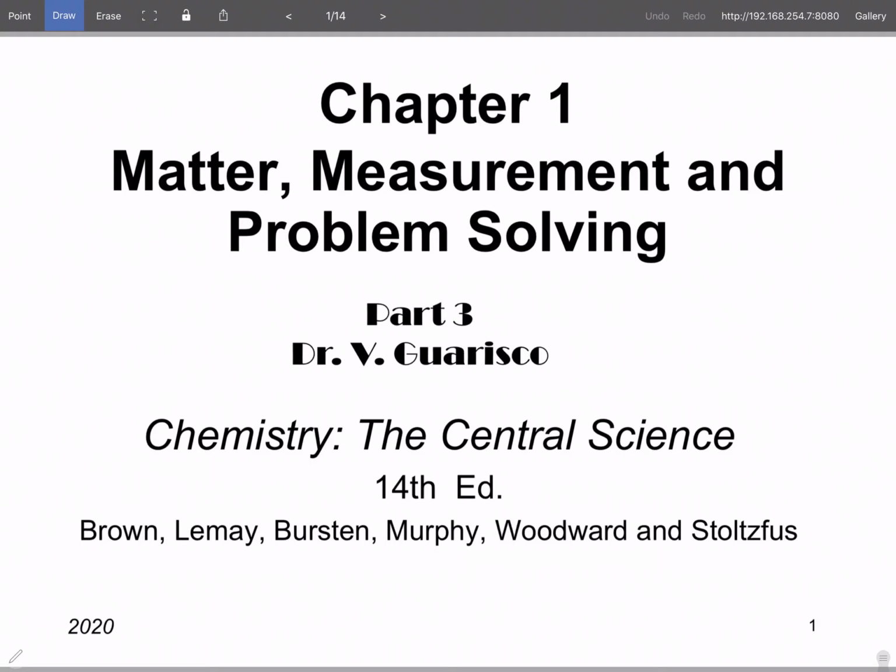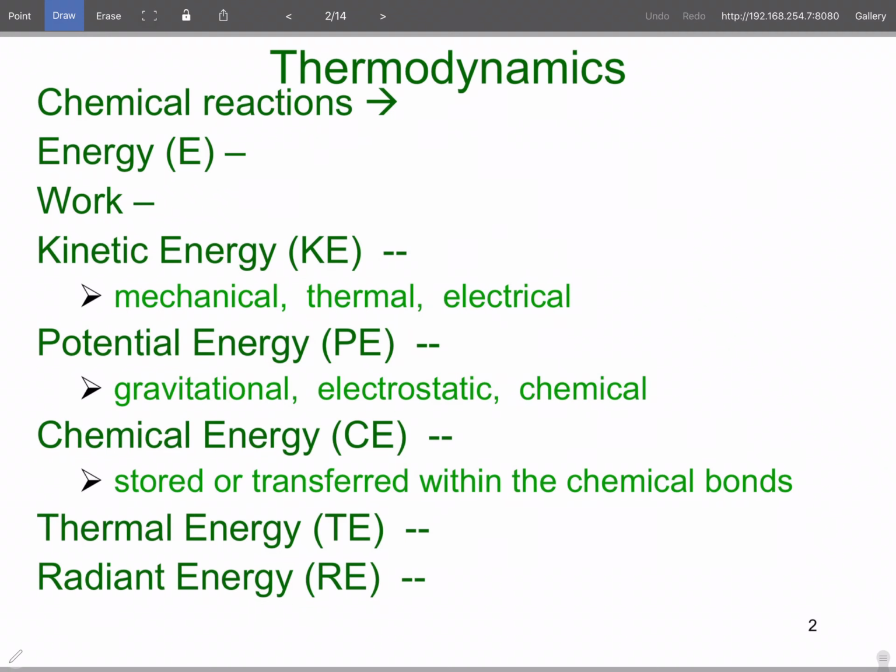Matter, measurement, and problem solving, but we're going to start part 3. In the previous ones, we've done properties, identified substances, matter, and we're going to now get into the math part. And as I said in the introduction, chemistry is a two-part class. It's part math, or applied math, and then it's chemistry. So here we're going to start with the math.